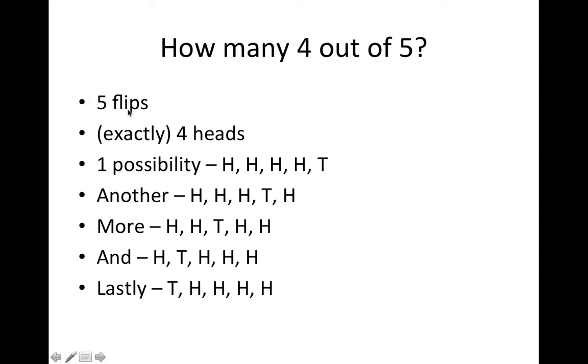Remember, we have five flips with 4 heads. One possibility is to get heads, heads, heads, heads, tails. That has 4 heads in it. Heads, heads, heads, tails, heads has exactly 4. So if I flip it first and get a heads, and then flip it again and get a heads, and flip it again and get a heads, flip it again and get a tails, and then flip it again and get a heads, that means I got 4 heads out of 5. All of these are possibilities that result in exactly 4 heads out of 5 flips.